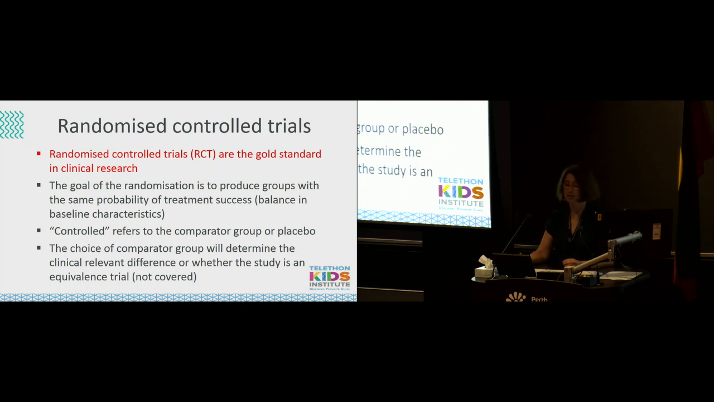Okay, and when we talk about control, we refer to the comparator group or placebo, although increasingly it's not considered ethical to give placebo if there are any alternative standards of care or treatments. And the choice of the comparator group will determine the clinically relevant difference, or whether the study is an equivalence trial. I don't cover sample size calculations for equivalence trials here. I would strongly recommend, if you don't know what you're doing, that you speak to a statistician, because you have to rethink things a little bit backwards to be able to understand equivalence.